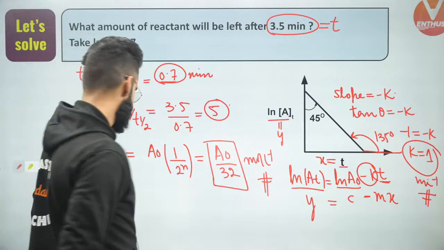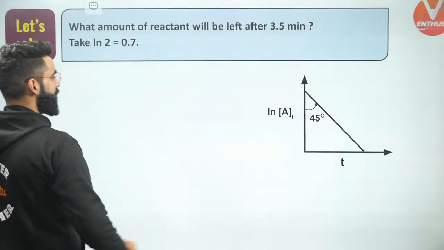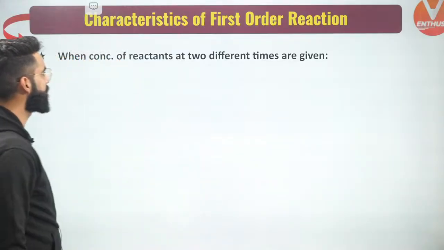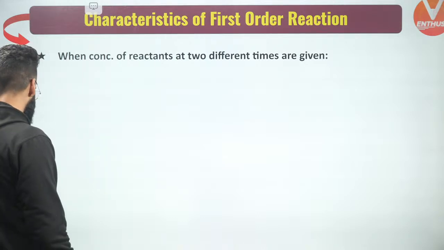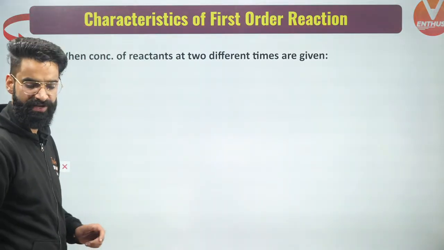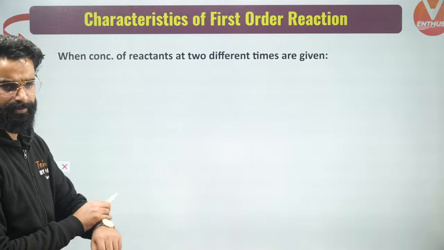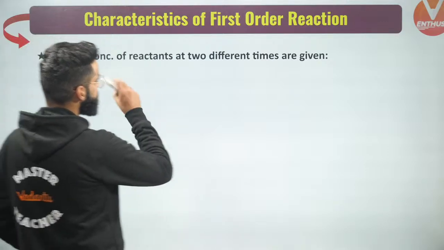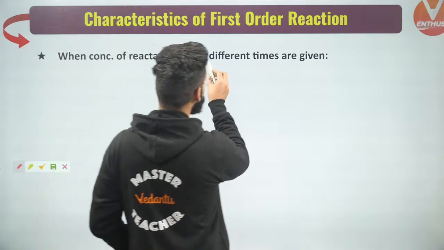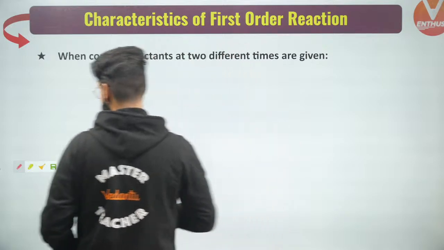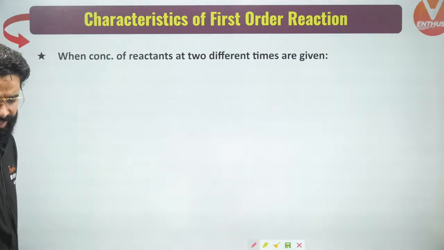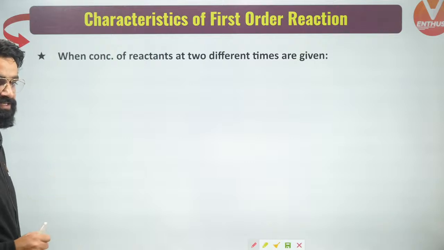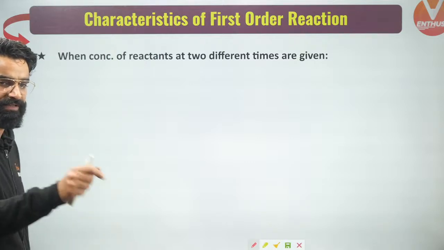Wonderful, guys. Great. So let's move on and talk about one more important thing about first order reactions, from which questions have been frequently asked. What is that? When the concentration of reactants at two different times is given, how do we calculate the rate constant of a first order reaction? Understand it properly, because I'm going to use the same concept in the question after this.